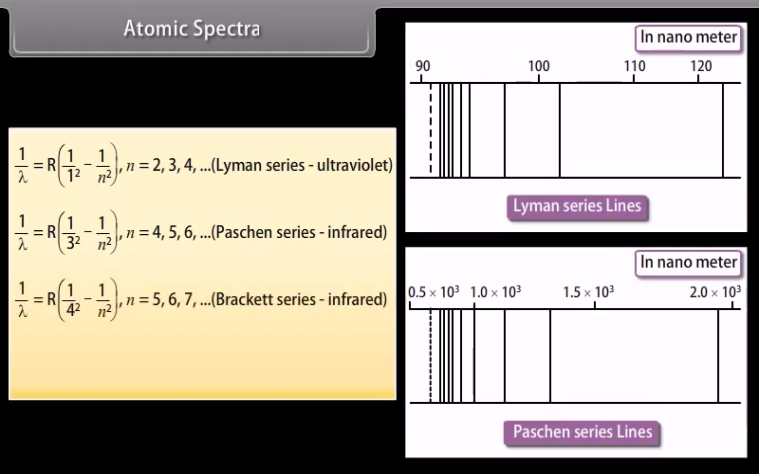Brackett series, which is given by 1 upon lambda equals R times 1 upon 4 square minus 1 upon n square. Here the value of n may be 5, 6, 7, 8 and so on. Pfund series, which is given by 1 upon lambda equals R times 1 upon 5 square minus 1 upon n square. Here the value of n may be 6, 7, 8, 9 and so on.